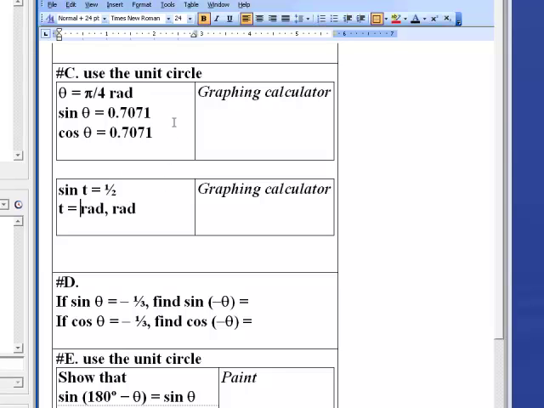And the other one, where's the value for the sine of 1/2? Well, we came up with two results. It's of course at 30 degrees, or pi over 6, which is 0.5236, as well as the other result, 2.6180, which is the same as 5 pi over 6, I'm sorry, 150 degrees.